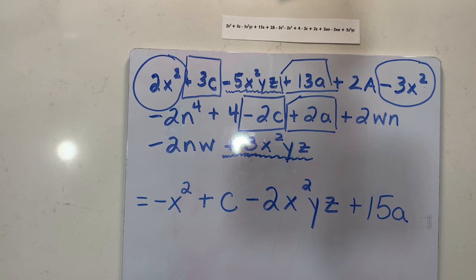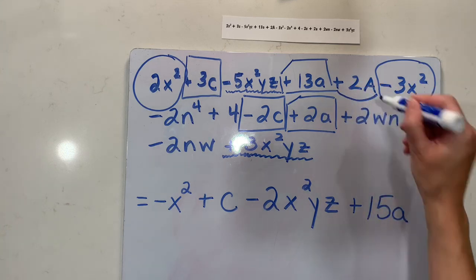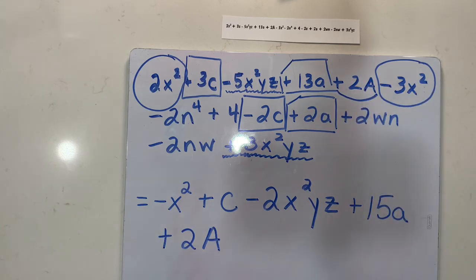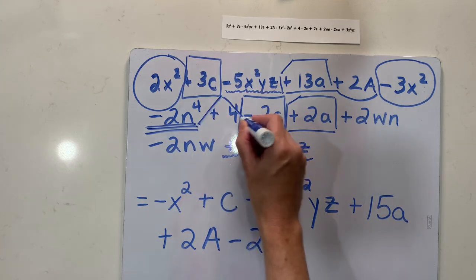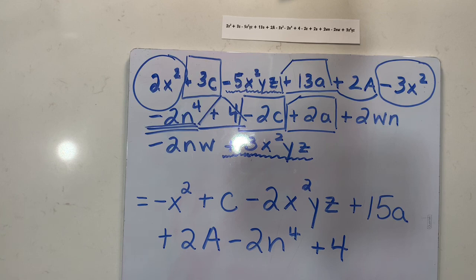Two capital A has nothing to group with it, so it stays as 2 capital A. Negative 2n to the exponent 4 has nothing to group with it, so it stays as negative 2n to the exponent 4. Plus 4 has nothing to group with it, so it stays as plus 4. Positive 2wn plus negative 2nw are the same term, with just the w and n in a different order. So when you add them, you get 0.